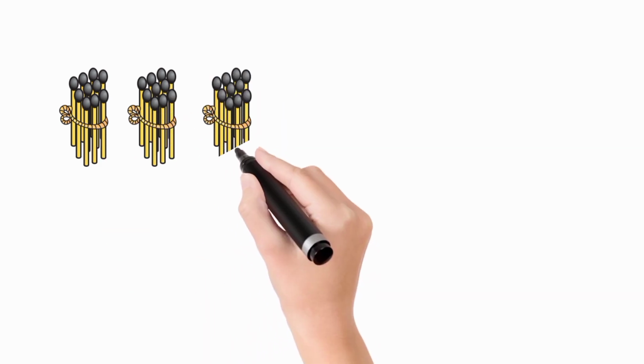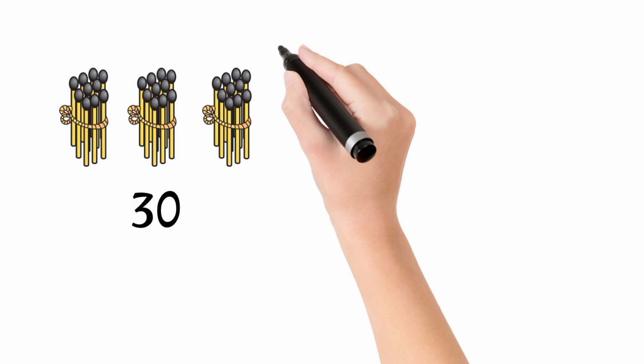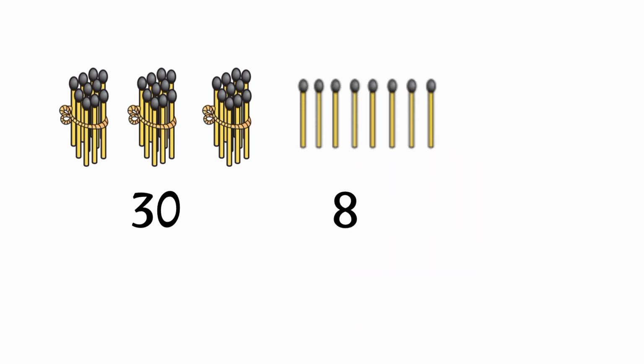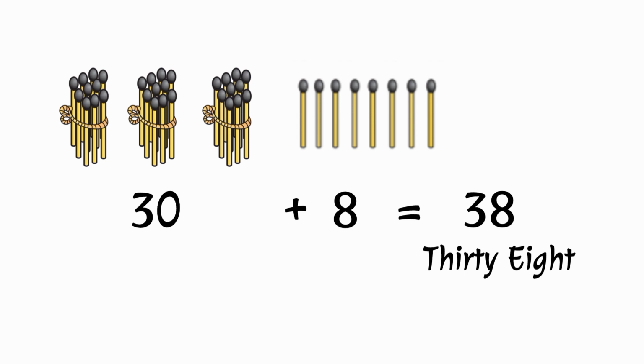We have 3 bundles which means 30 and 8 loose matchsticks. So 30 plus 8 is equal to 38. 3 tens and 8 ones, 38. इसे 38 कहते हैं.